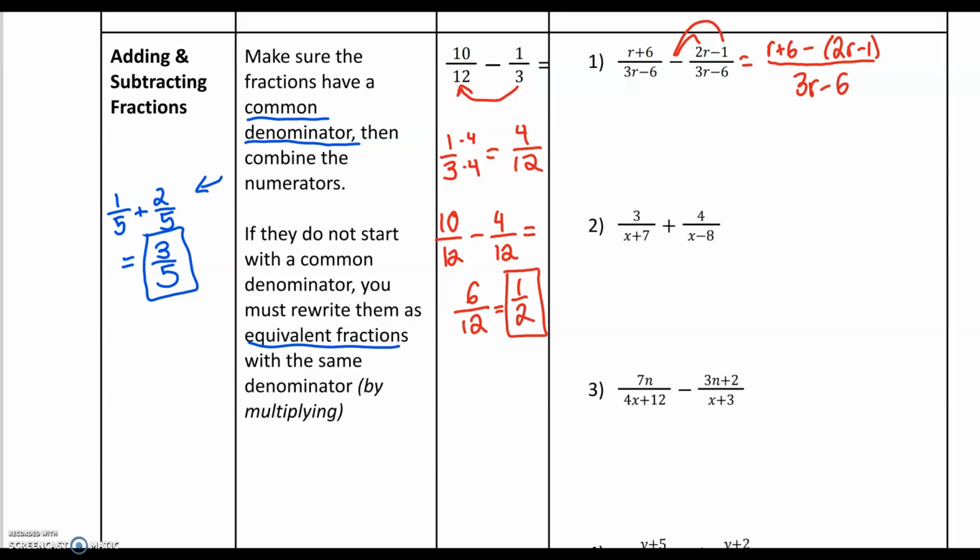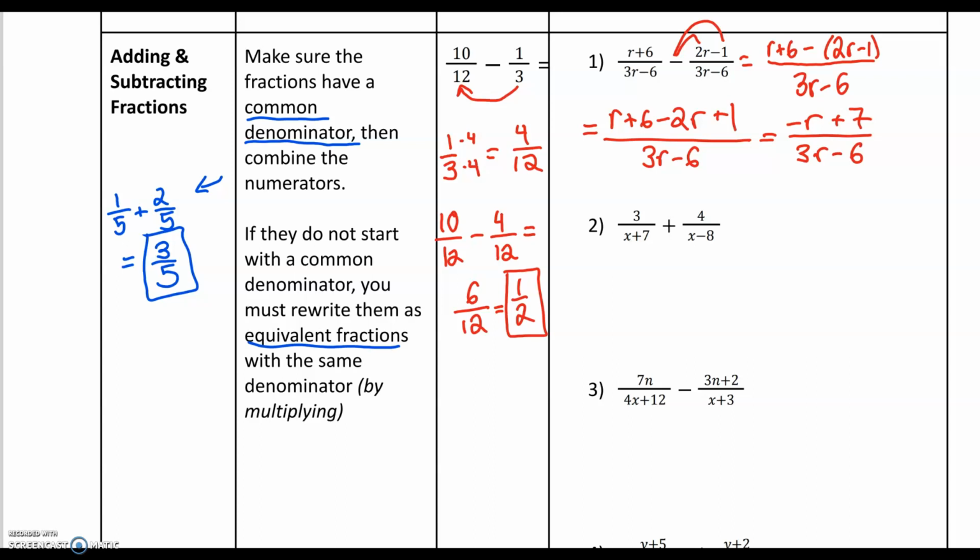So please use parentheses just like when we did polynomial operations to make sure you get that in, which would make this r plus 6 minus 2r, and then you subtract a negative here, it's actually plus 1, over the denominator, which stays the same. It's just 3r minus 6. Okay, now you can combine like terms to clean this up. So you have r minus 2r, which would be negative r. You have 6 plus 1, which is 7, over 3r minus 6.